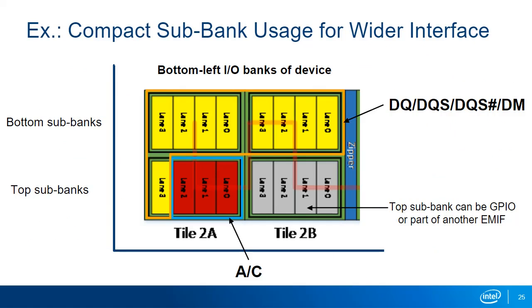Here's what the BY72 interface just discussed would look like placed into subbanks in a device. The faint red zigzag line highlights the adjacency of the subbanks. The red address and command I/O lanes are placed in the top subbank of bank 2A in the lower left corner of the device. Remember that the top subbank designation always refers to the subbank closer to the edge of the device, even along the bottom edge. With this compact placement, the top subbank of bank 2B is free to be used for any other I/O for the design or as part of another memory interface.